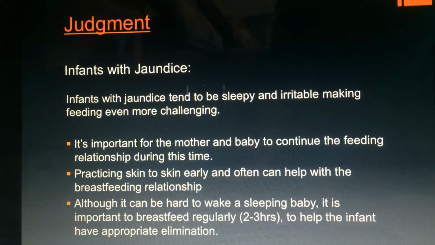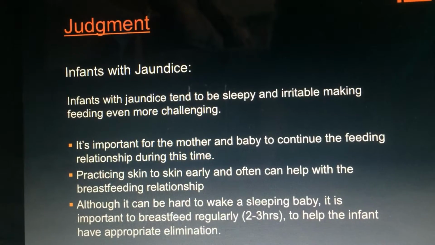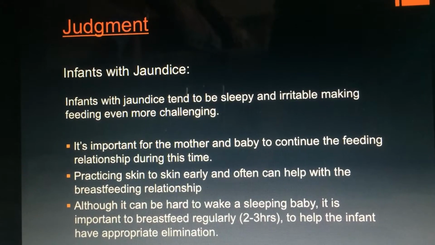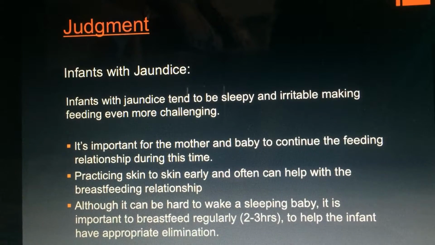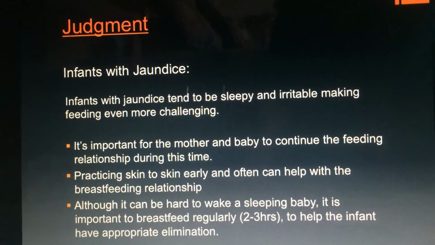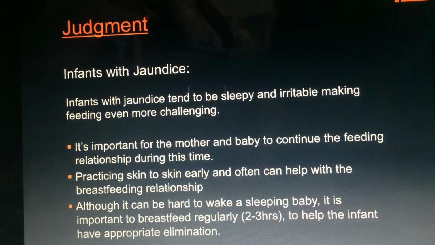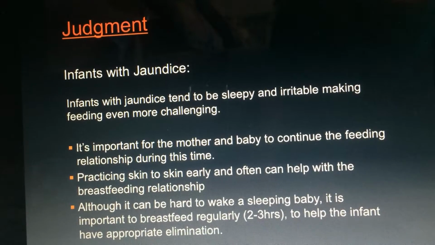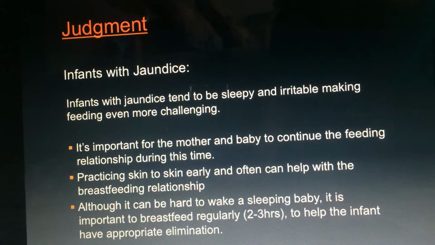It is important for the mother and baby to continue the feeding relationship during this time. Practicing skin-to-skin early and often can help with the breastfeeding relationship. Although it can be hard to wake a sleeping baby, it is important to breastfeed regularly, approximately every 2 to 3 hours, to help the infant have appropriate elimination.